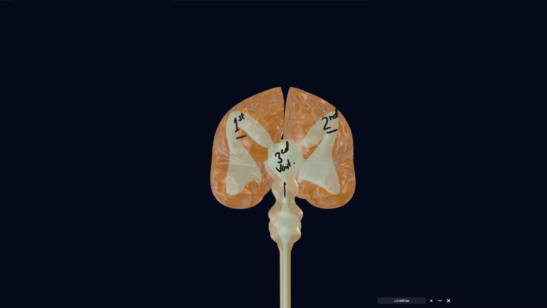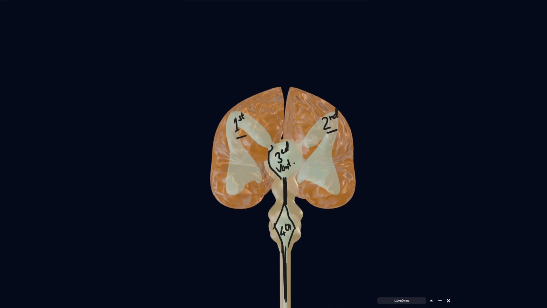Then this is the central aqueduct of Sylvius, and then this is what? This is the fourth ventricle. And this is not a fifth ventricle, actually. This is the central canal of the spinal cord. So this is the situation.